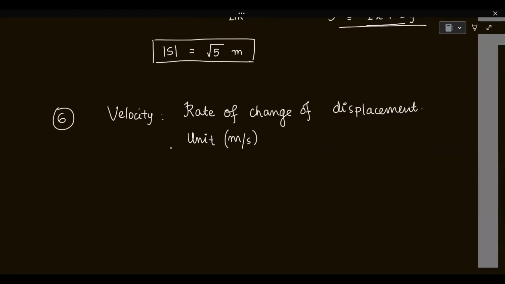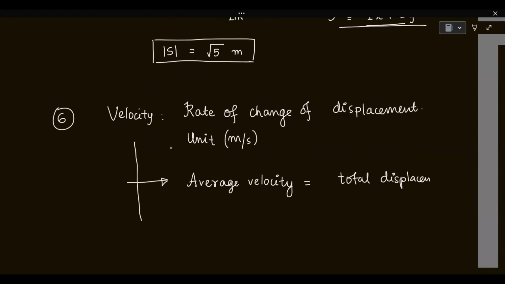But one thing I want to quickly talk about is there are two types of velocities, guys. The first kind of velocity is known as average velocity. And that is the formula that everyone knows. That's total displacement divided by total time.